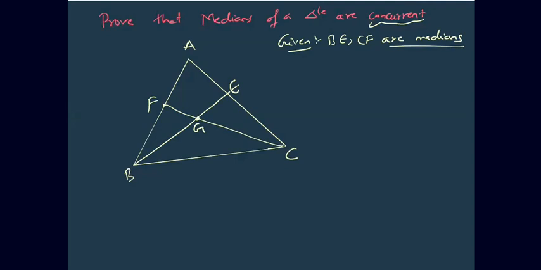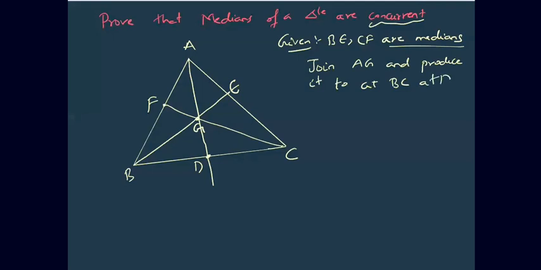Now, I can join AG and I can extend this. Let us say this meets side BC at D. So what I'm doing is I'm joining AG and producing it to cut BC at D. This is what I have done. I have assumed that BE and CF are medians, so AE is equal to EC and AF is equal to BF. This is what I have assumed.